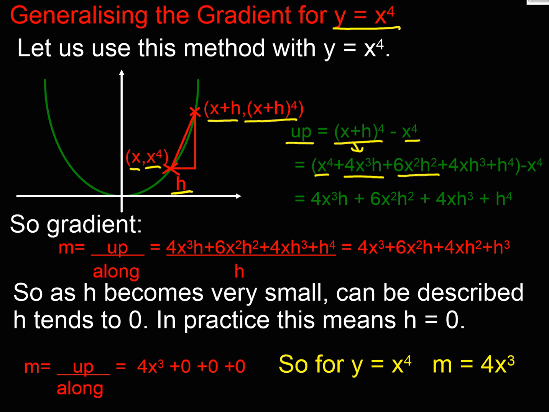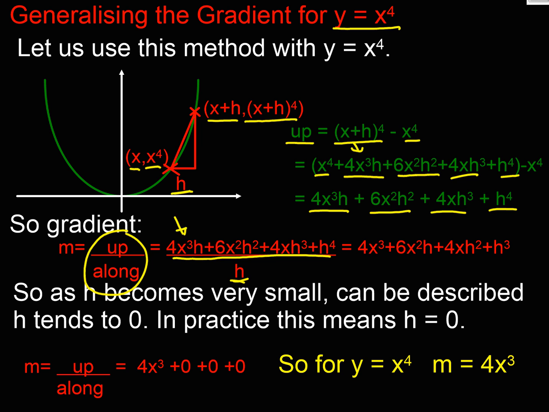Okay, and once those two are cancelled out, we've got 4x cubed h, 6x squared h squared, 4x h cubed, h to the 4. When we come to calculate the gradient, again we've got our definition up over along, we've got our upper term we just calculated, and we're going to divide it by h.